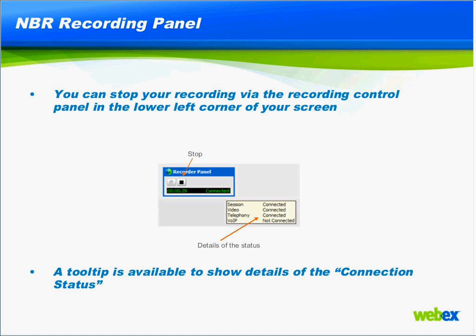Here's a screenshot of the recorder panel. You'll see it has some basic controls as well as a status bar. The status bar keeps a running time of the length of the recording as well as provides the status of the recording. If everything is fine, the status bar will indicate connected. If for some reason there's a failure during the recording, the status bar will indicate error. And by mousing over the status bar, you'll see which aspect of the meeting has encountered the error. For instance, if the telephony connection is lost, telephony will indicate error in the mouse over.